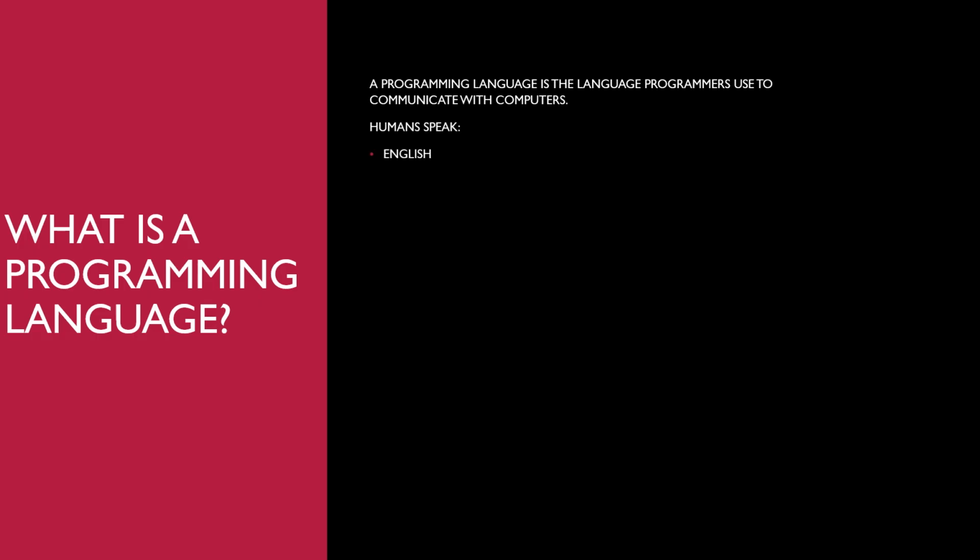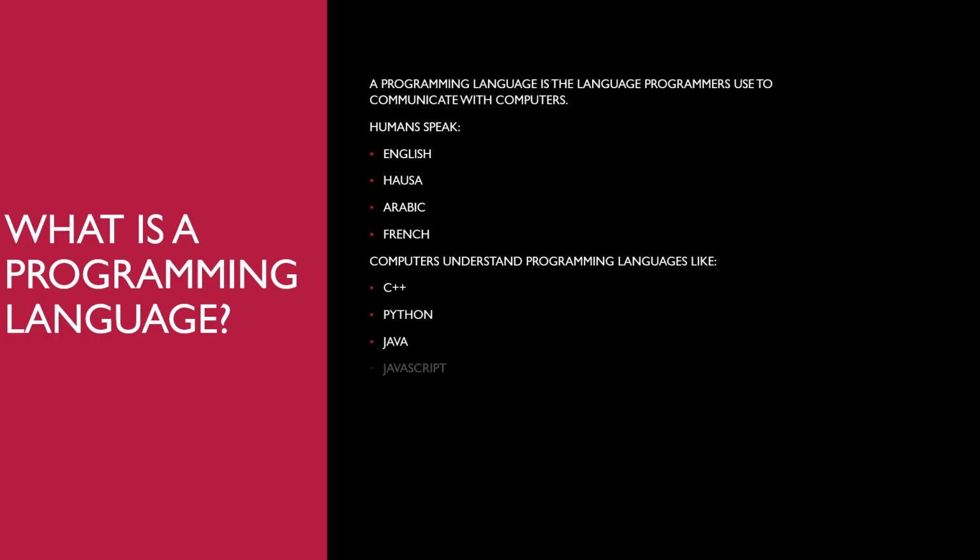Humans speak languages such as English, Hausa, Arabic, French, and many other languages across the world. Computers understand programming languages like C++, Python, Java, JavaScript, C#, PHP. Without programming languages, the computer cannot understand the instructions given to it.